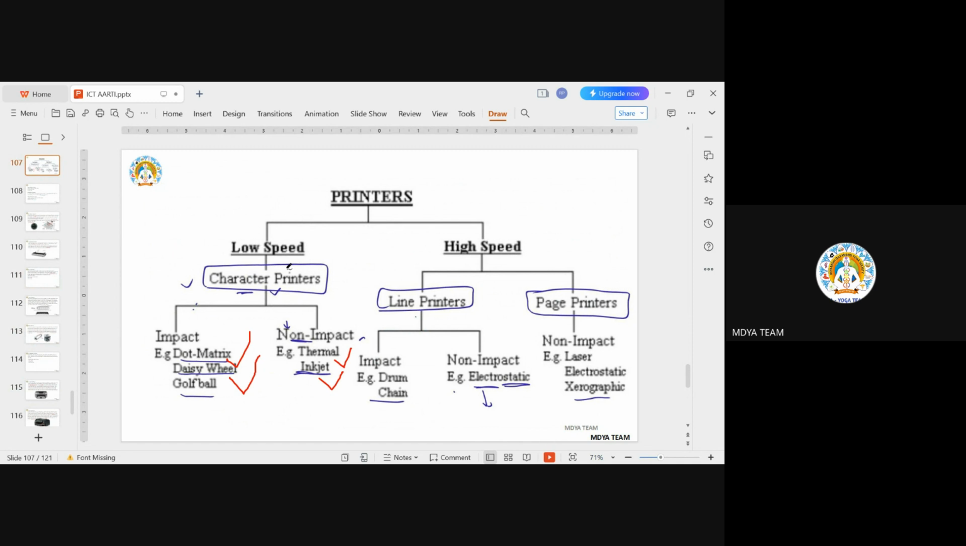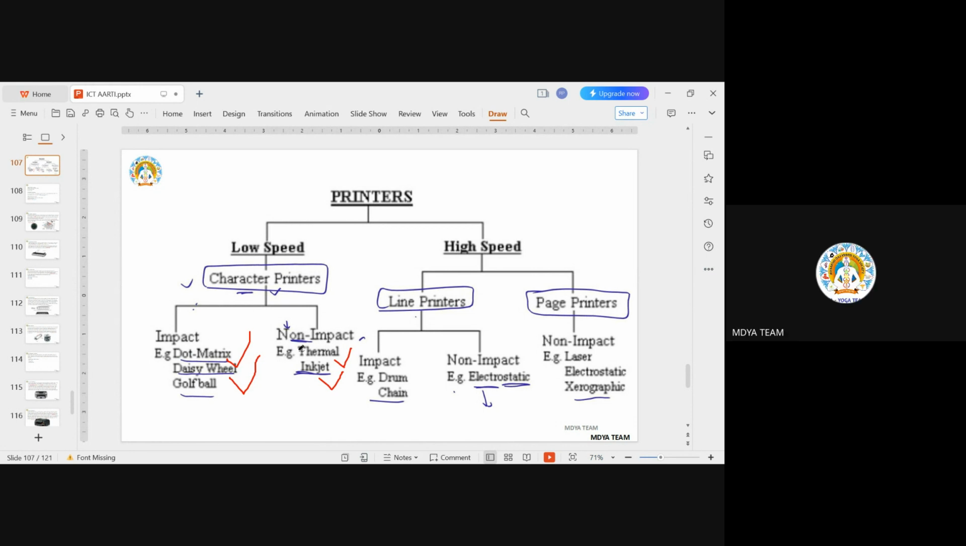Sometimes they can confuse you. They can give the example of the non-impact, but ask about the impact printers. You will have to find the character printers among dot matrix, daisy wheel, thermal and inkjet. Yes, non-impact printers come under character printers, because character printers are those which print characters at a time. Inkjet printers print character by character, and thermal printers also print character by character, but these are non-impact. Please remember this point: thermal and inkjet are non-impact, and dot matrix and daisy wheel are the impact printers.